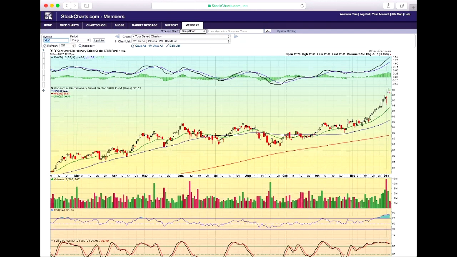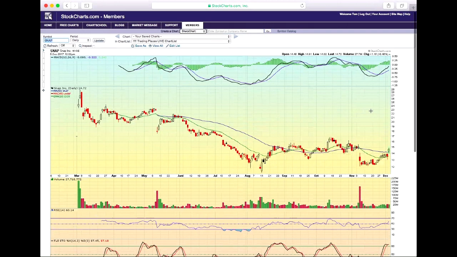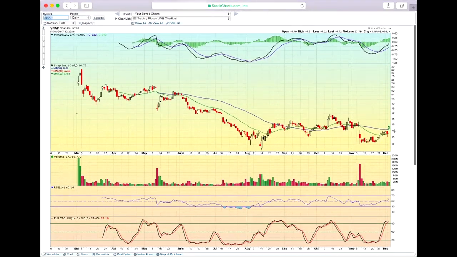All right, I know we've got some upgrades. So I'm going to go ahead and go over a couple, and I know Erin has a couple as well. So let me pull these up. Snap was upgraded today, and you can see it's gotten back up above its 50-day moving average. Volume today is 27 million shares, and we're not quite to the halfway point of the day.